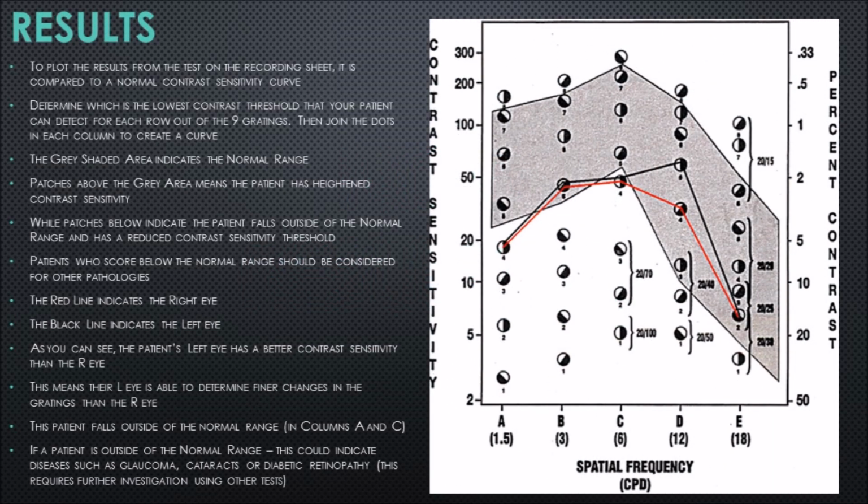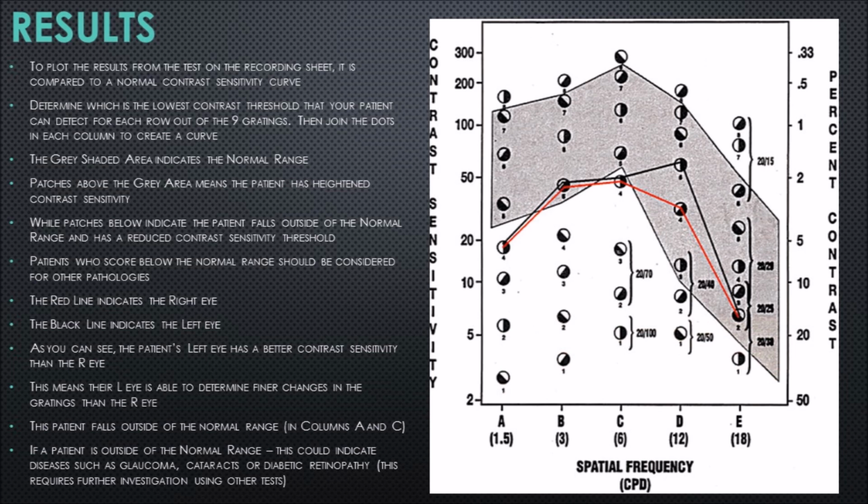To plot the results from the test on the recording sheet, it is compared to a normal contrast sensitivity curve. Determine which is the lowest contrast threshold that your patient can detect for each row out of the 9 gradings. Then join the dots in each column to create the curve. The grey shaded area indicates the normal range. Patches above the grey area means the patient has heightened contrast sensitivity, while the patches below indicate the patient falls outside the normal range and has reduced contrast sensitivity threshold. Patients who score below the normal range should be considered for other pathologies.